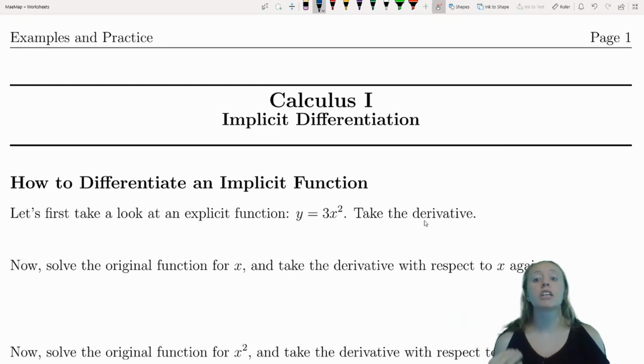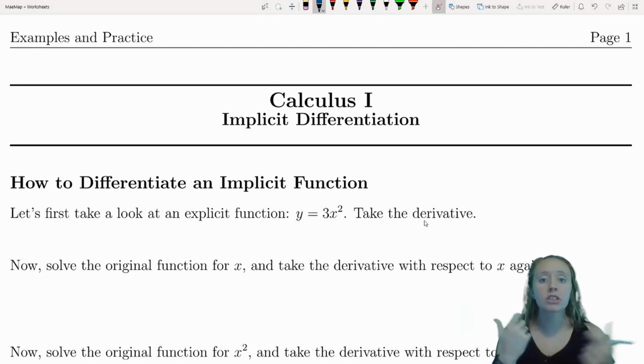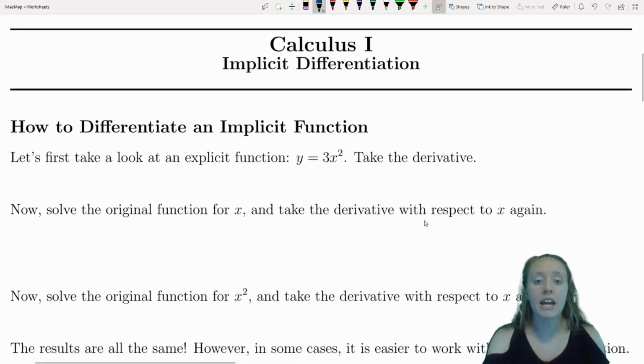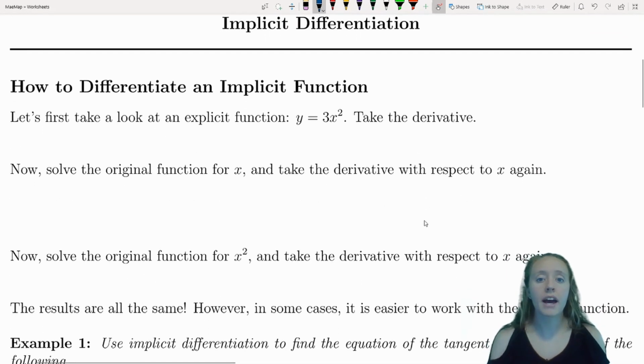In this worksheet, we're going to learn all about how to differentiate an implicit function, where our dependent and independent variable are mixed throughout our equation, not necessarily on separate sides and not just explicitly defined. So let's first take a look at the explicit function y equals 3x squared. Let's go ahead and take the derivative of y equals 3x squared.